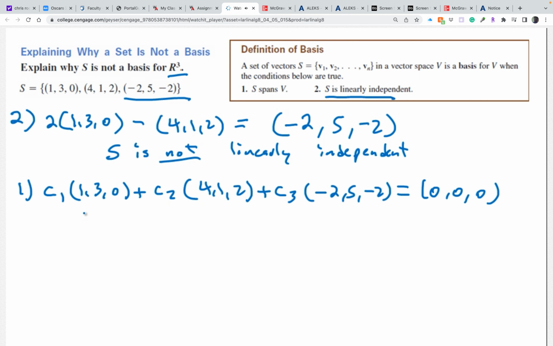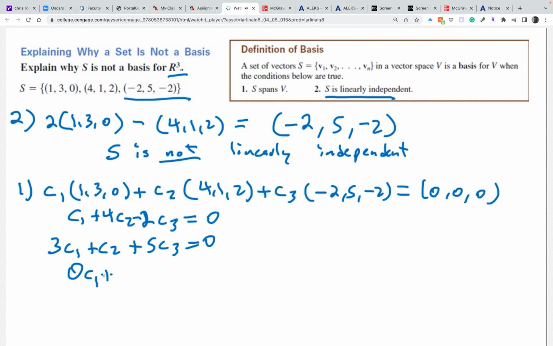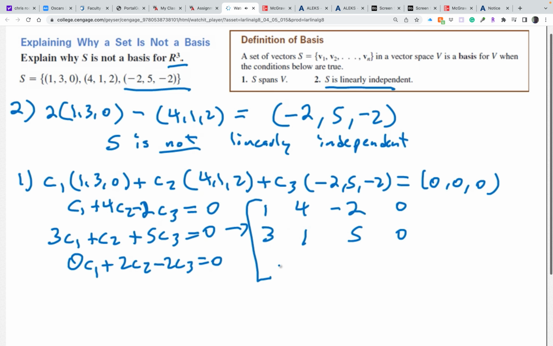So from this equation, we get c sub 1 plus 4c sub 2 minus 2c sub 3 equal to 0, and then 3c sub 1 plus c sub 2 plus 5c sub 3 equal to 0, and then finally 0c sub 1 plus 2c sub 2 minus 2c sub 3 equal to 0. And this will lead us to the following augmented matrix. We'll get 1, 4, -2, and 0 in the first row, 3, 1, 5, and 0 in the second row, and 0, 2, -2, and 0 in the third row.